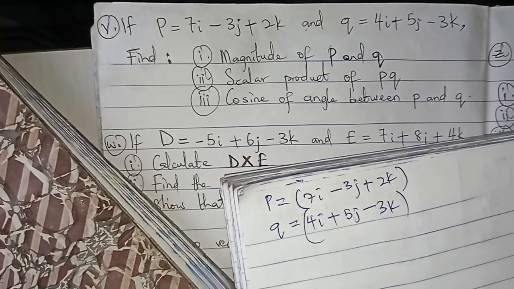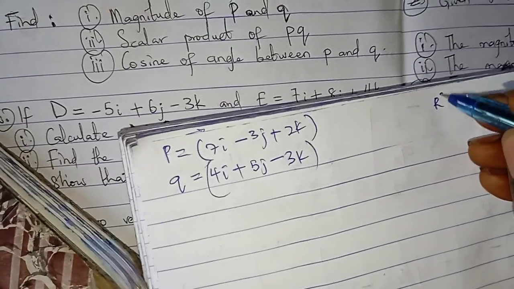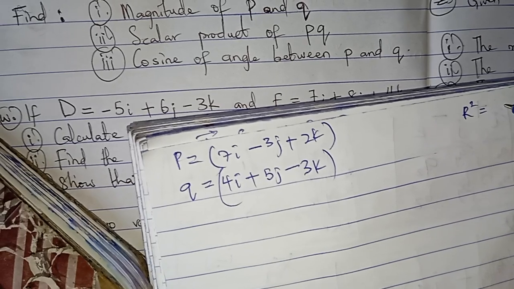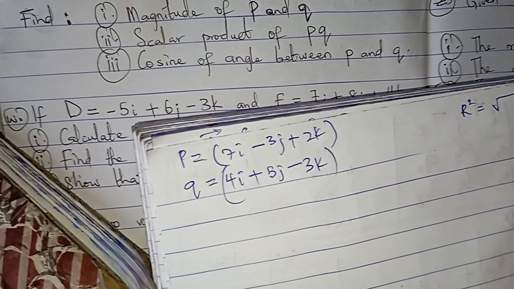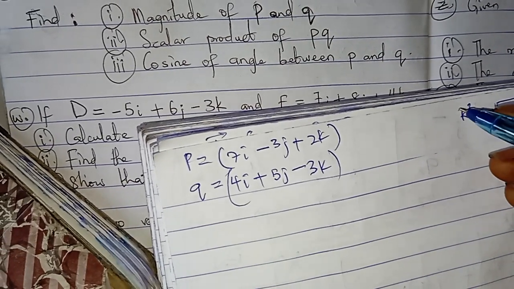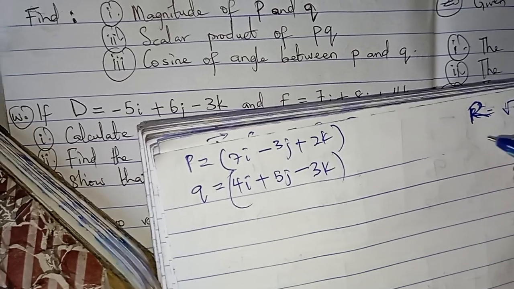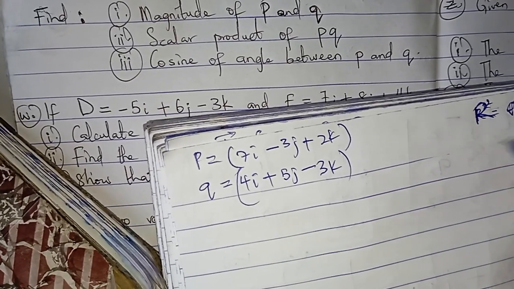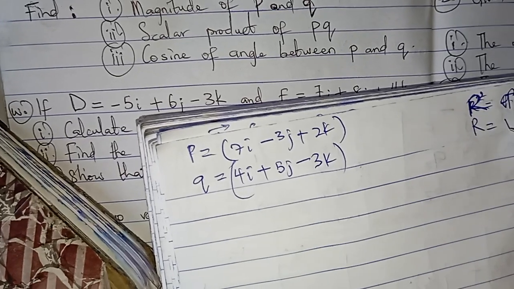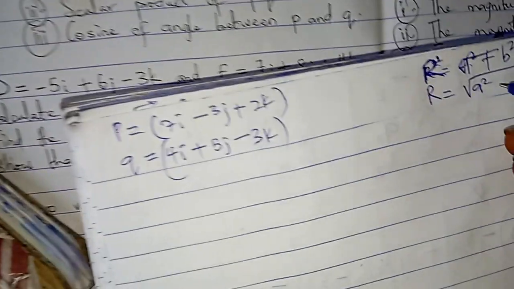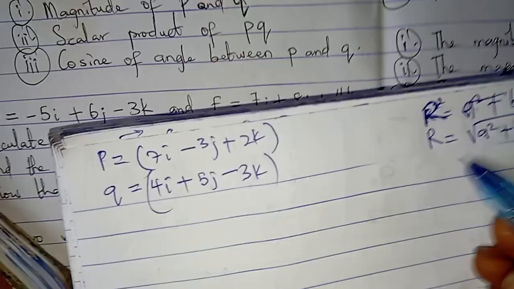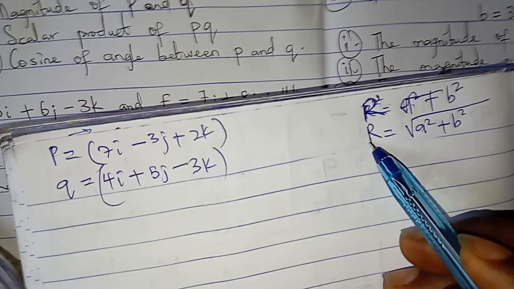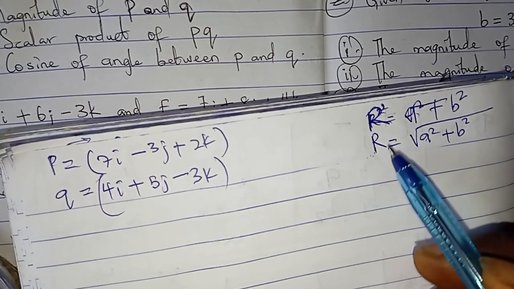If you remember, that time we normally do the resultant, R square equals A square plus B square, for example. Then after everything, we say R is equal to the square root of A square plus B square. R is always equal to this. I told you another name for this R is resultant, and another name for resultant is magnitude.